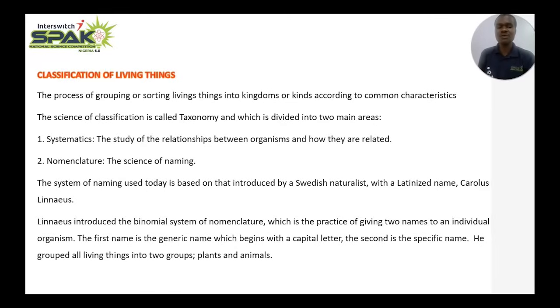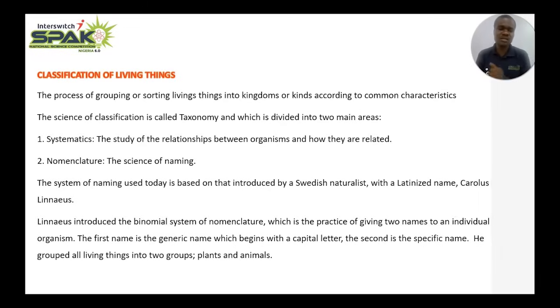And today, the system of naming that we use is based on the one that was introduced by a Swedish naturalist who goes by the Latinized name Carolus Linnaeus. He introduced the binomial system of nomenclature, the practice of giving two names to an individual organism.